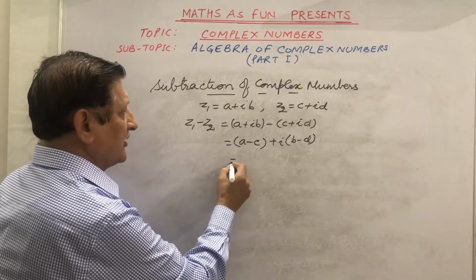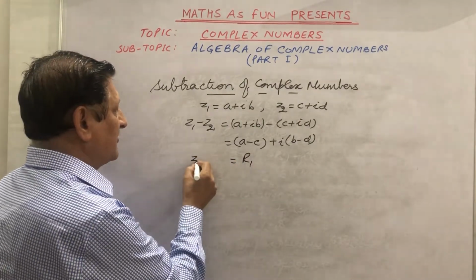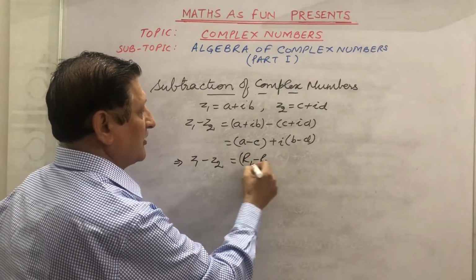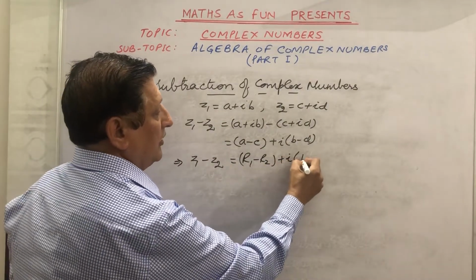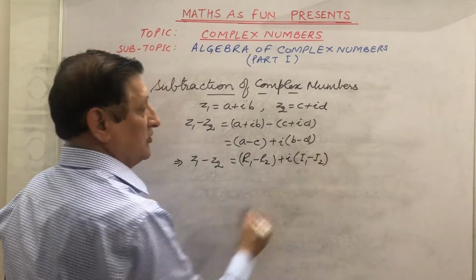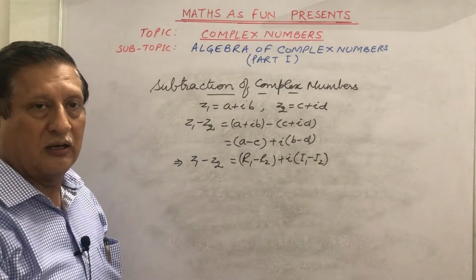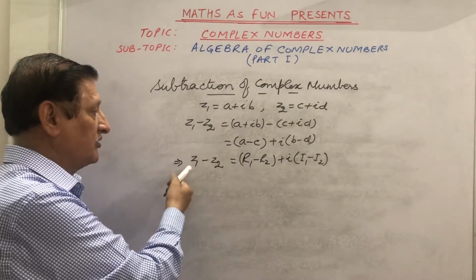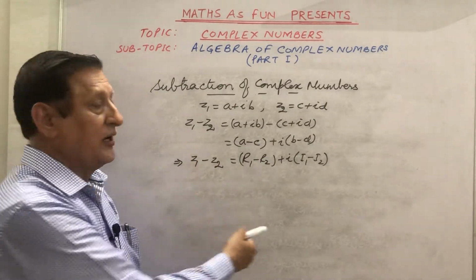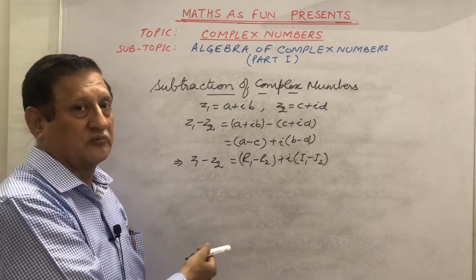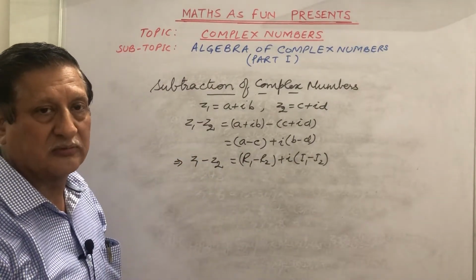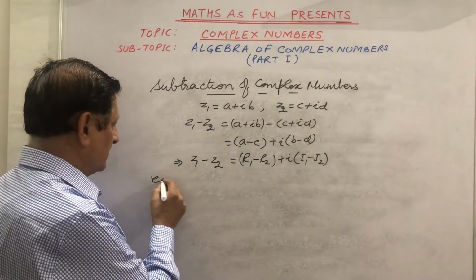So we can also write this in an easy way: z1 minus z2 is equal to r1 minus r2 plus iota i1 minus i2. The difference of the real parts forms the real part of the difference of the complex numbers, and the difference of the imaginary parts forms the imaginary part of the difference of the complex numbers. Let's take one example on this also.